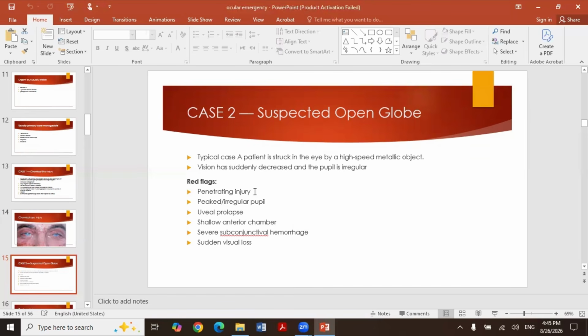So the red flags: mostly it's a penetrating injury. The pupil is peaked or irregular. Always there is uveal prolapse. What is uveal prolapse? The uveal tract is the iris, the ciliary body and the choroid. So mostly you will see iris prolapse. The anterior chamber is shallow, associated with severe subconjunctival hemorrhage and sudden visual loss. Mostly here he can't see counting fingers, and some of these patients can't even see hand motion.